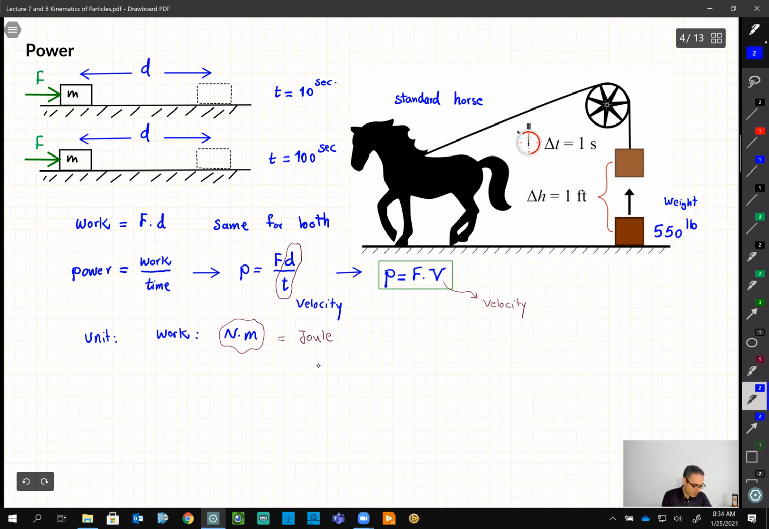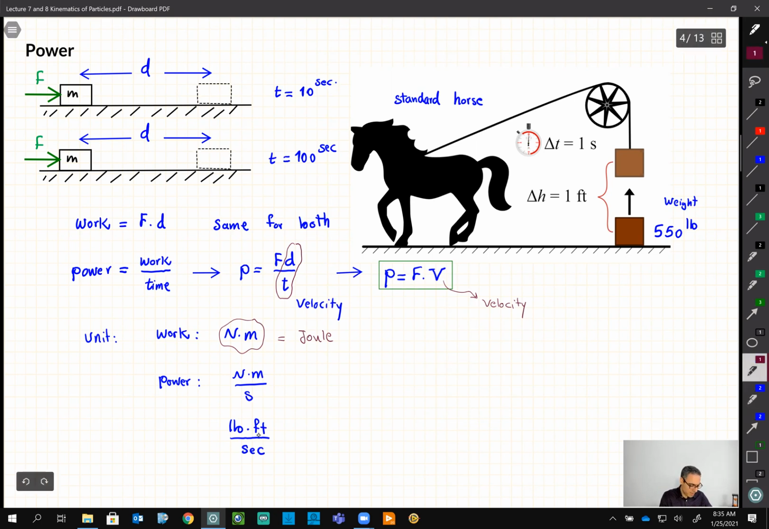All right, so this is work. Then power has the unit of Newton meter divided by second, S, right? Because power is work divided by time, Newton meter divided by second. And in other units, again, it can be pound multiplied by feet divided by second. Okay, this is the unit for power.